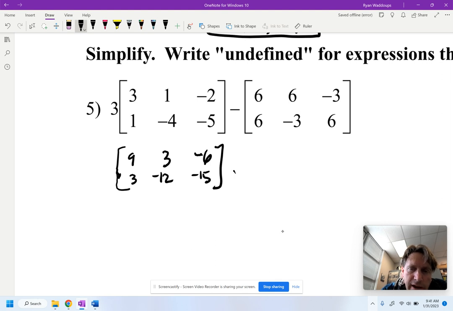It's like multiplying by the scalar negative 1. So I'm going to do that. I'm going to change each of the signs. 6 becomes negative 6, positive 3, negative 6, positive 3, and a negative 6.